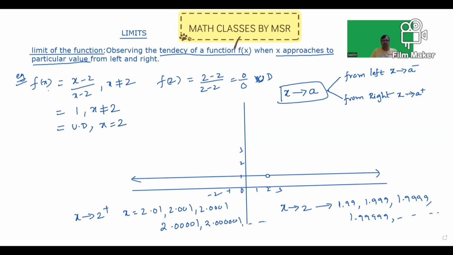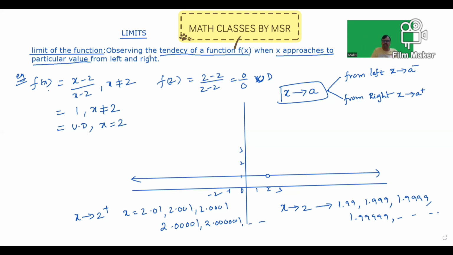So now we understood. What is the meaning of x tends to a? All the values of x which are very near to a, which are greater than a and less than a. That means the meaning of x tends to a is all the values of x which are very near to a, which may be greater than a or less than a. That is the meaning of x approaching a.